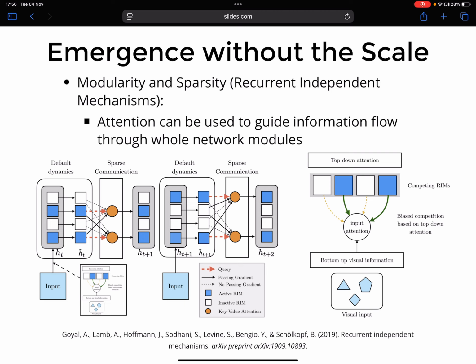And the thing that I think is really cool is that this sparsity, and it's called modularity, you kind of form these little modules of neural networks, are coming up in a lot of really cool architectures. So there was one by Bengio in 2019.